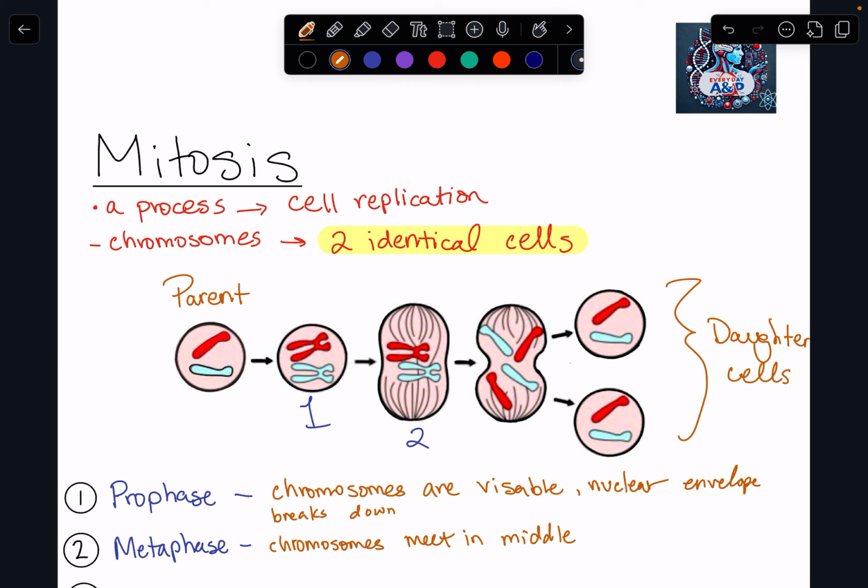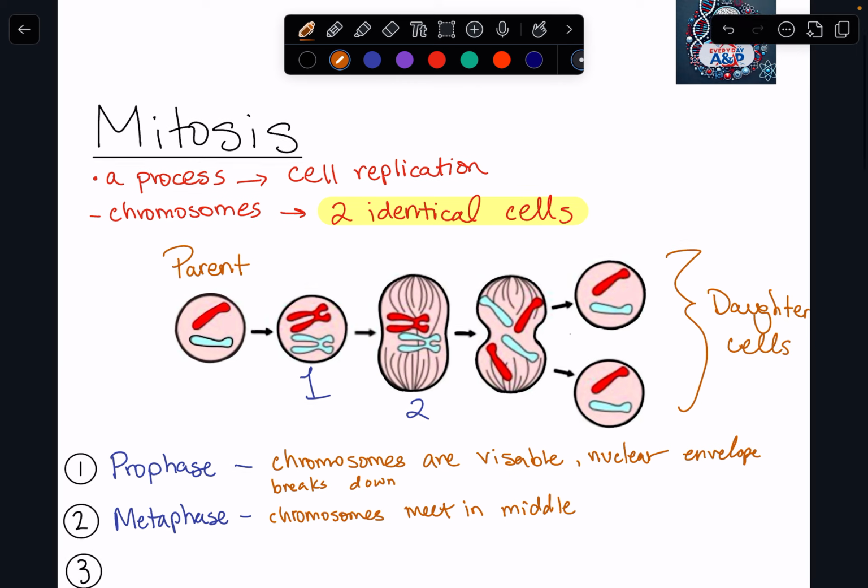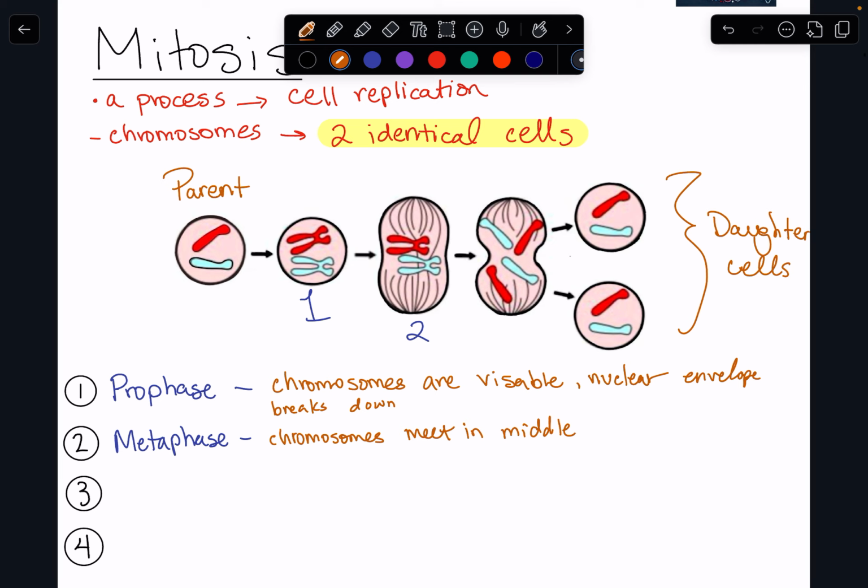And in the future, we're going to make videos dedicated to each specific phase, but we just want to give a quick overview of what these different phases are. Our second phase is going to be metaphase. Now what happens here is that chromosomes are going to meet in the middle. That's an easy way to remember metaphase when we're looking at a diagram: chromosomes in metaphase meet in the middle. So a lot of M's over there.